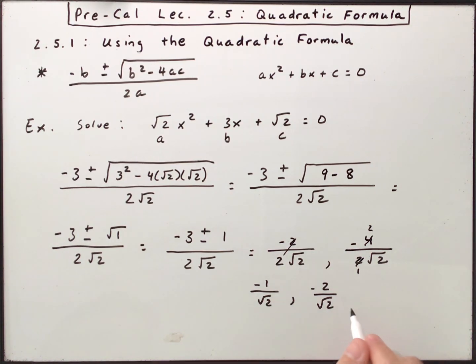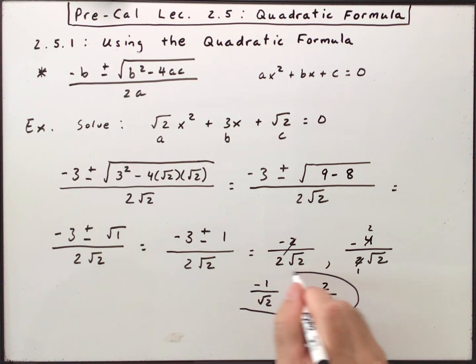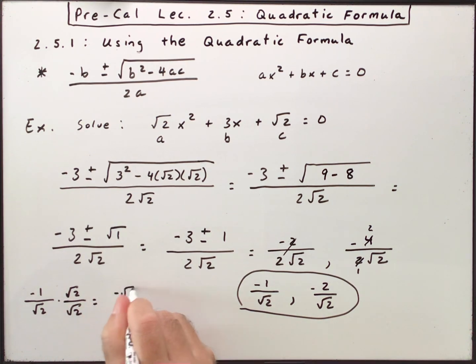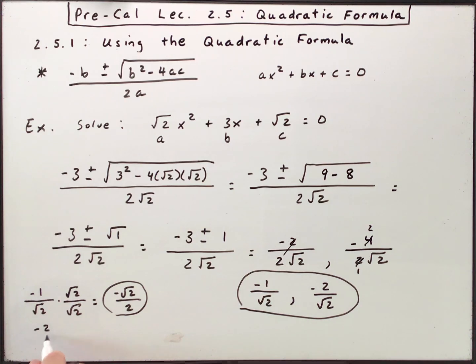All right, now I am totally fine with those two answers, but let's say you were asked to put them in proper math format by getting rid of the radical. We could rationalize, and I'll remind you how to do that. For this first one, we'd multiply it times root 2 over root 2, so that's negative root 2 over 2. Okay, so that would be a rationalized form of the answer, and then negative 2 over root 2, the second answer, times root 2 over root 2 is negative 2 root 2 over 2.